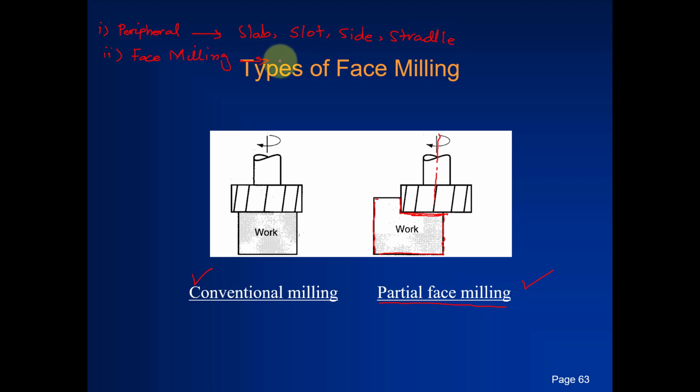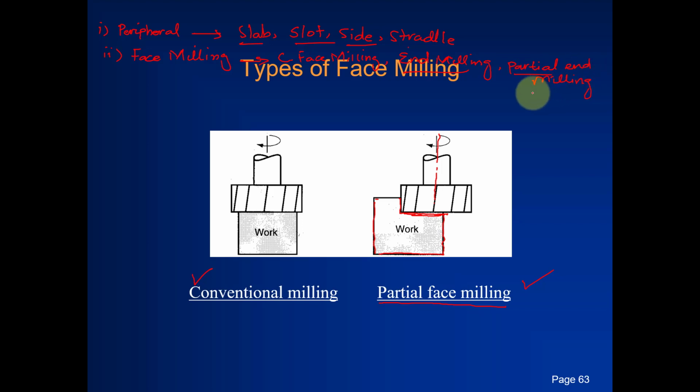In face milling, we have conventional face milling, which is producing a similar part as that of slab. Then we have end milling, which is giving you a slot. So both are producing the same parts. Then we have partial end milling, which is also producing the same parts as that of side milling.